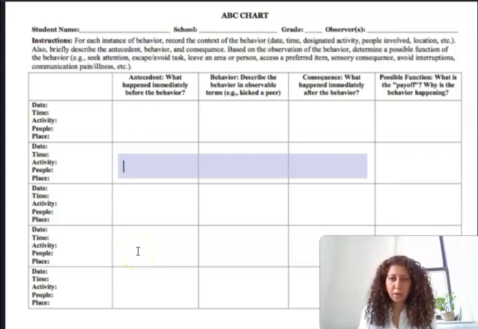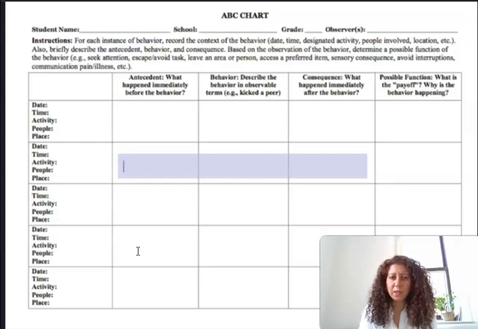This is an ABC chart. So many times you'll be asked to complete it to basically figure out what's going on with the child and why the behavior is happening. This chart will be focusing on one problem behavior. You cannot use the same chart for multiple behaviors.